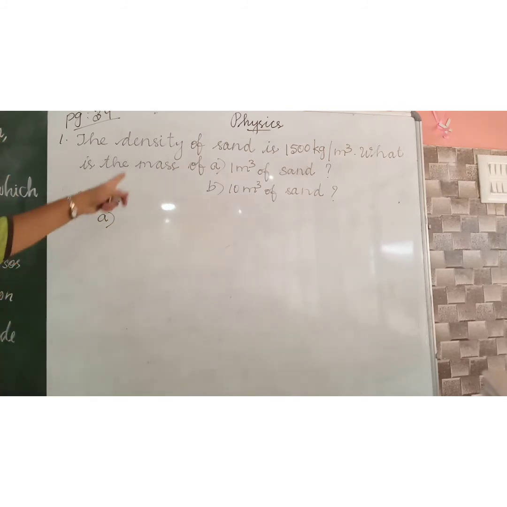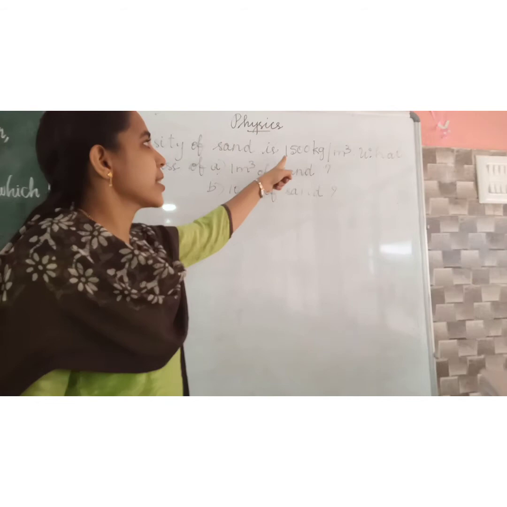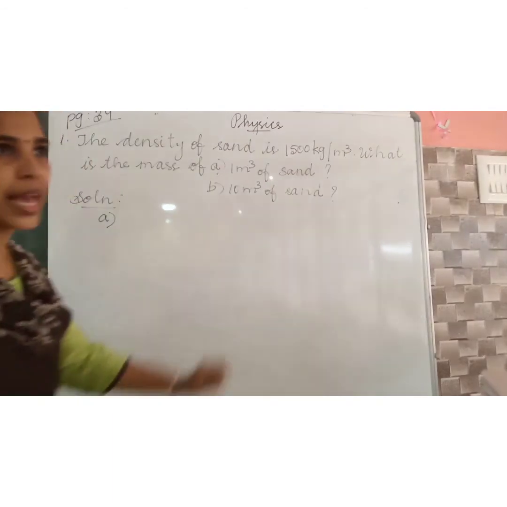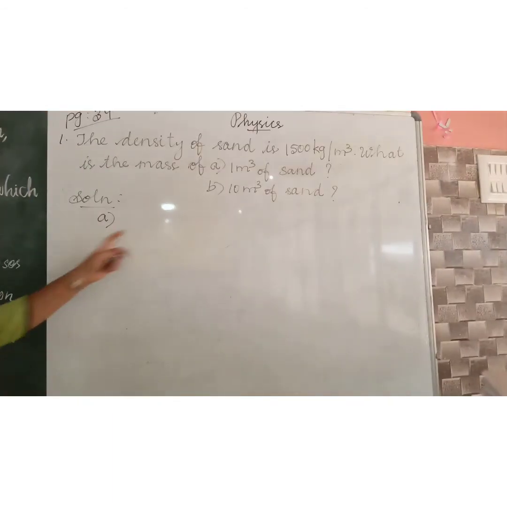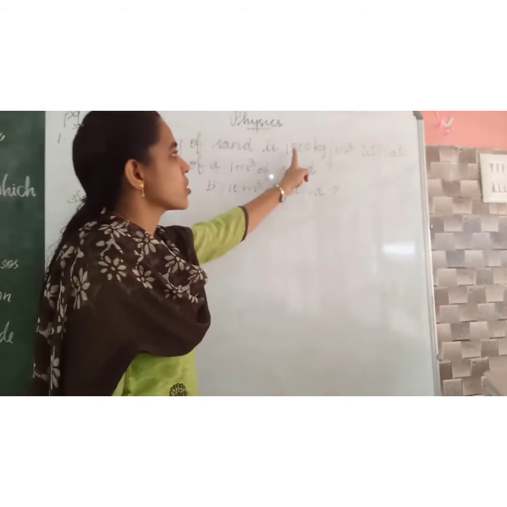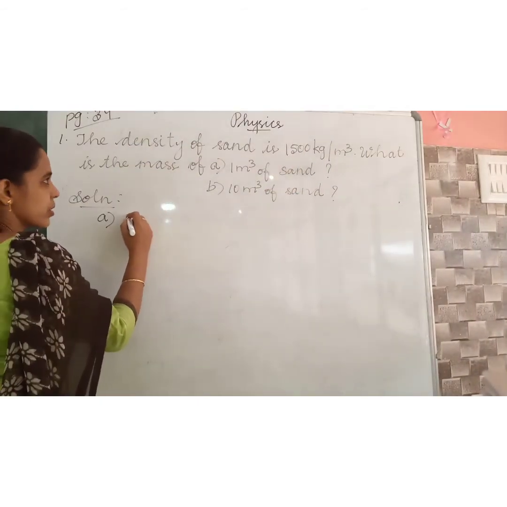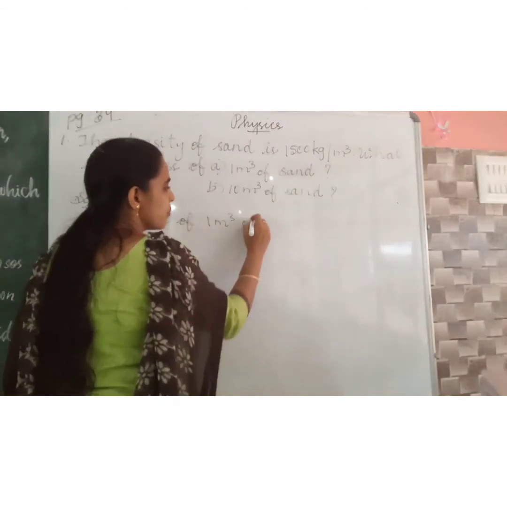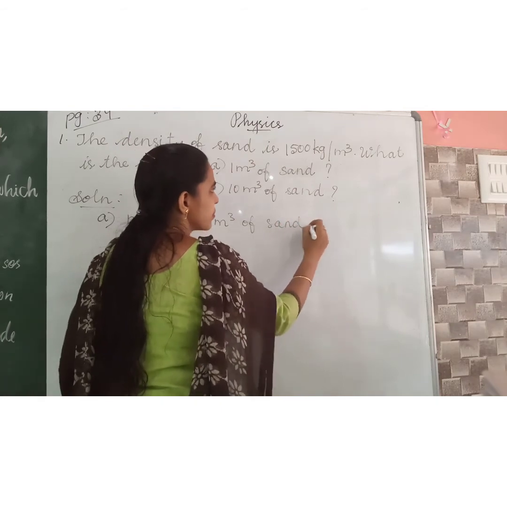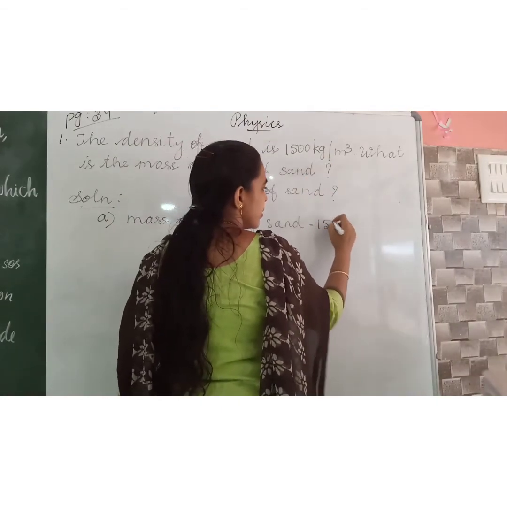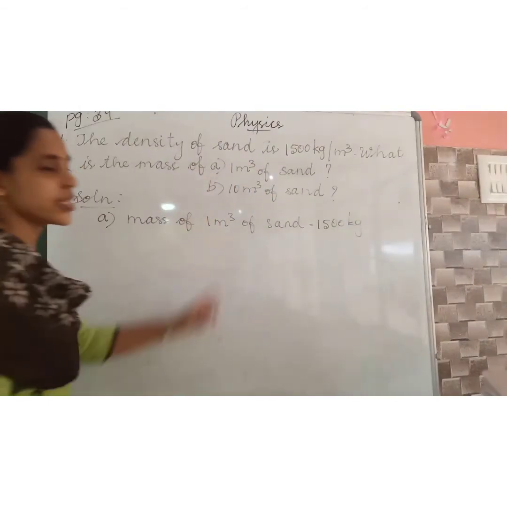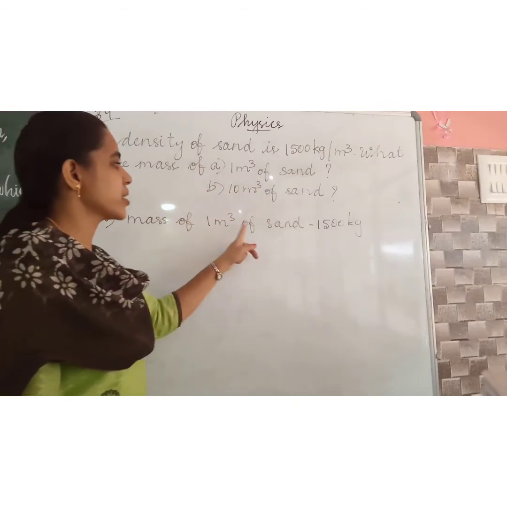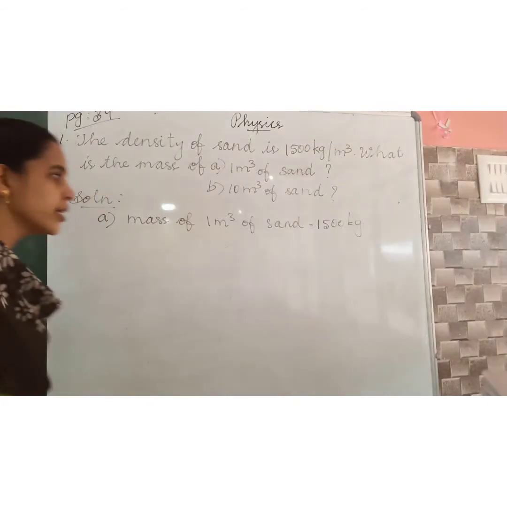First one, A. The density of sand is 1500 kilogram per meter cube. We have to find the mass of 1 meter cube of sand. Then how to write? Mass of 1 meter cube of sand is equal to 1500 kilogram. This is the density, so we have to write the mass from here. Mass of 1 meter cube of sand is equal to 1500 kilogram.